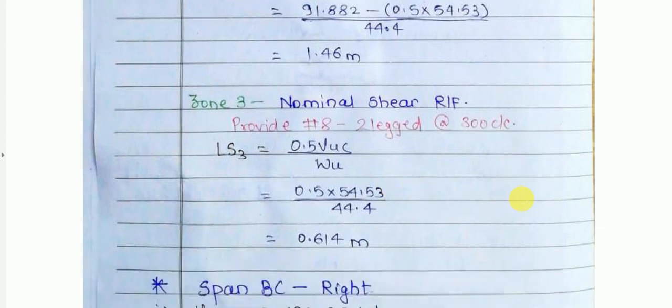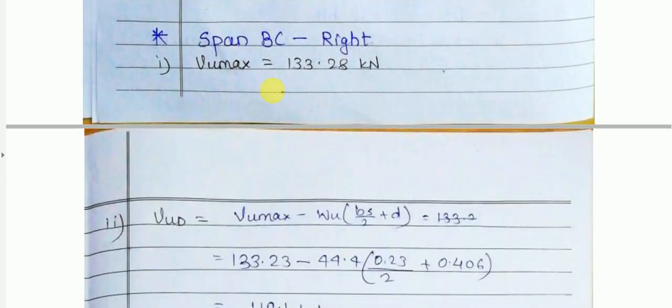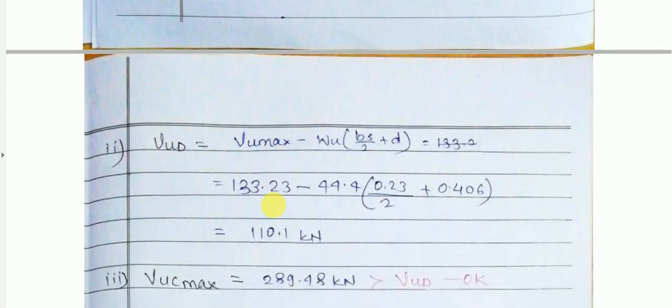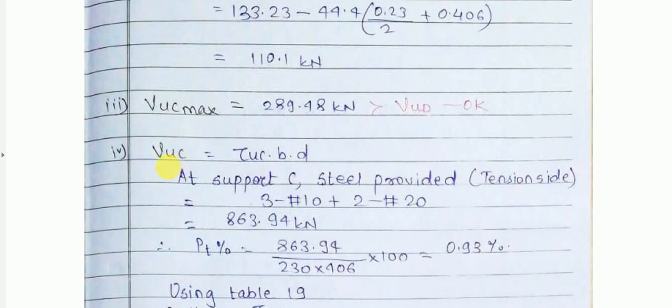Similarly, we need to consider the right part of that span BC, because the shear force acting at right and at left is different. And now let us consider that right part. We will go in short. So that Vu max for the right part was 133.28. Then just calculate Vud. All the steps are same, only the values are changing a little bit. Then Vuc max will remain same. Just check that Vuc max is greater than Vud. The section is safe. Then calculate its Vuc.